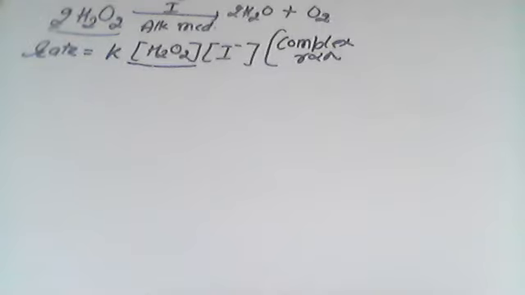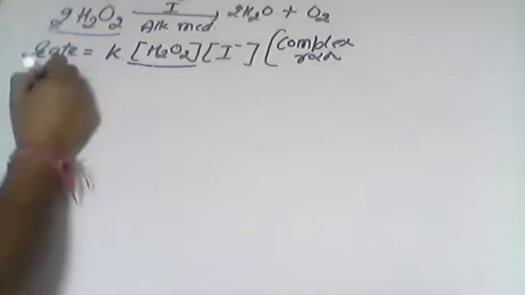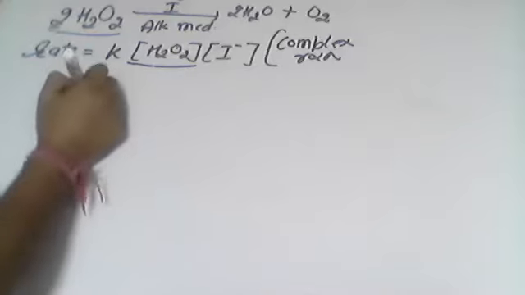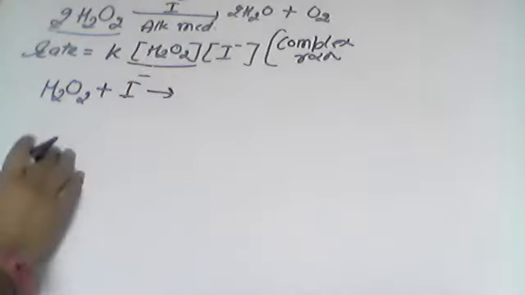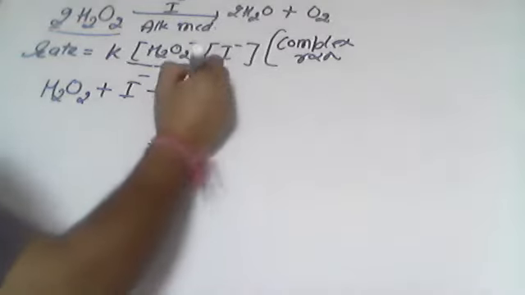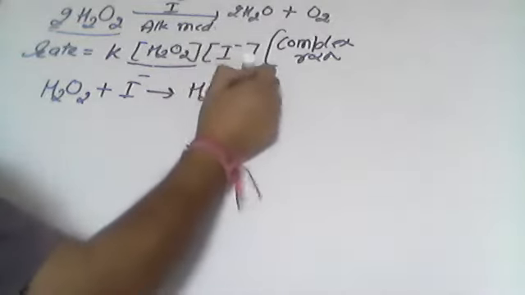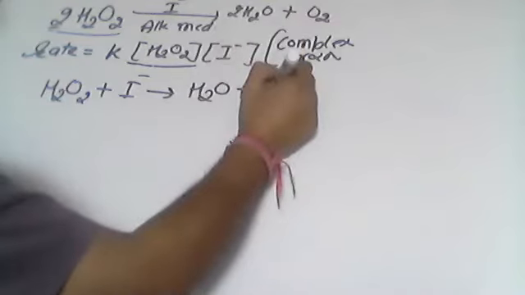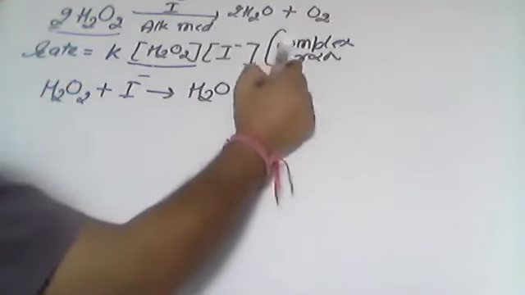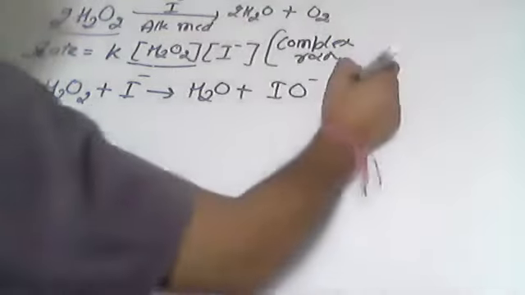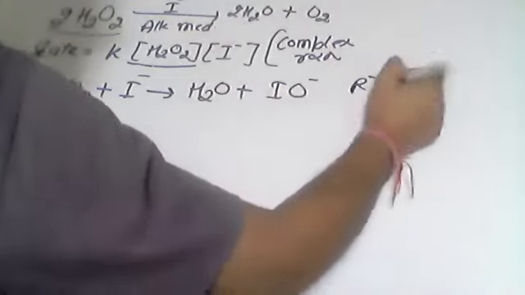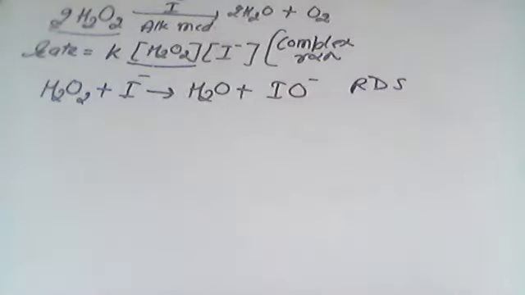Now let me write down the mechanism for this. I will start with H2O2 plus I negative. It will give H2O plus what we are left with, IO negative. This first step is the rate determining step, the slow step, RDS.